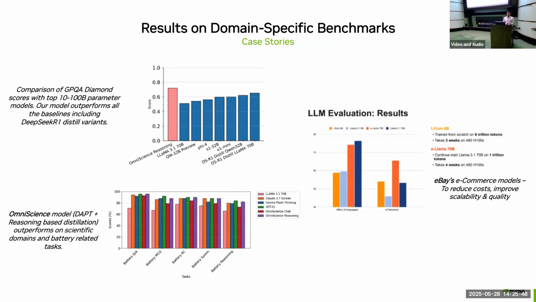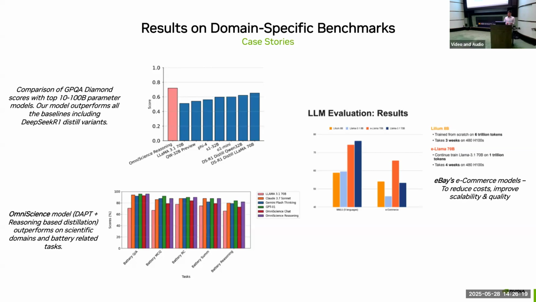So here's just a collection of results from Omniscience, as well as eBay's use case on domain-specific benchmarks with reasoning models. Let's start by looking at the top left histogram here, which shows the comparison of Omniscience reasoning model to other models in its same parameter class, where we're defining the parameter class as any other model that's between 10 and 100 billion parameters.